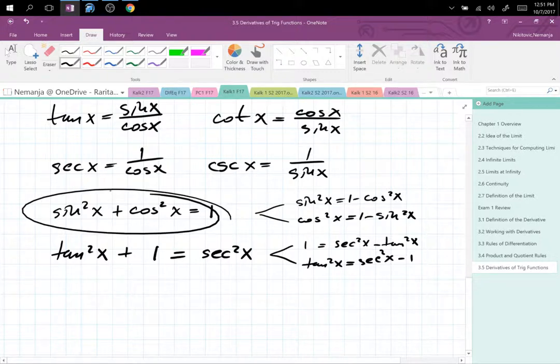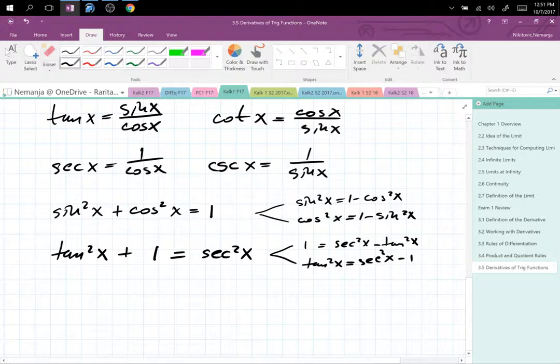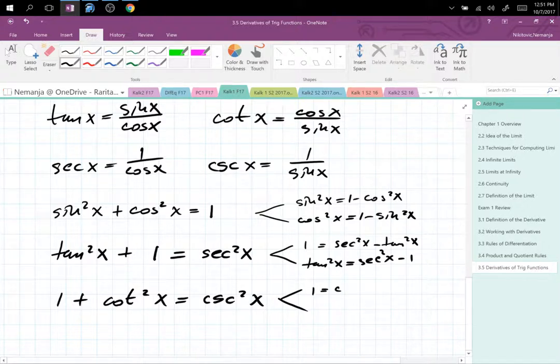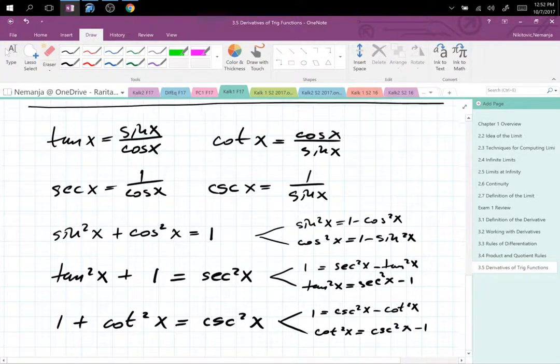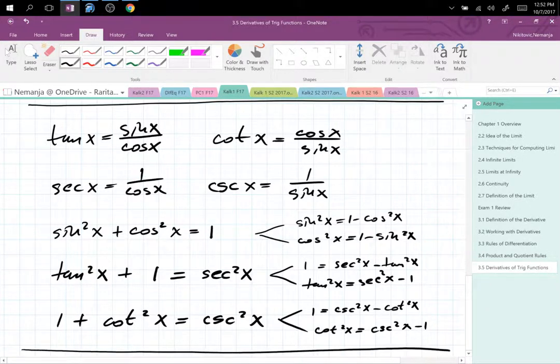If you take the original formula and divide it by sine squared x this time, you get 1 plus cotangent squared x, which is equal to cosecant squared x. Again 2 forms: 1 is equal to cosecant squared x minus cotangent squared x, and cotangent squared x is equal to cosecant squared x minus 1. Everything okay? So these are the formulas that you must know now to survive.